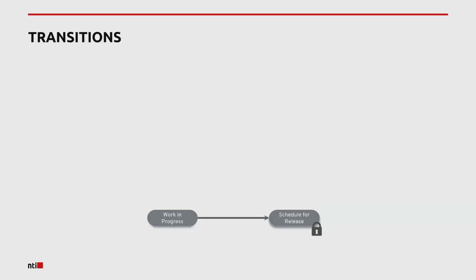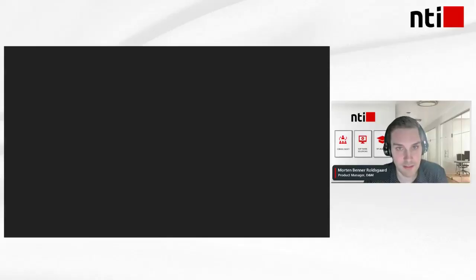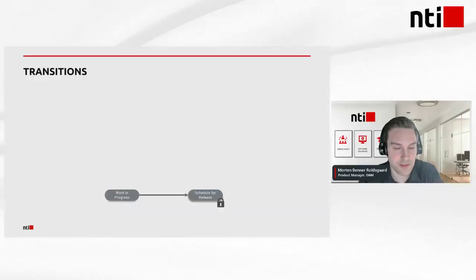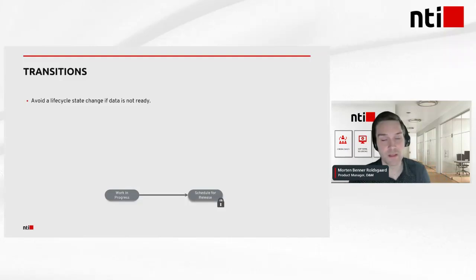So that was some features that can help us have a great overview of our data. And the next features I would like to present are the ones related to transitions. So these are features that can help us automate different workflows, and it can help us, for example, avoid lifecycle changes when the data is not ready yet. So we don't want to be able to go from work in progress to a review state or release state if the data is not ready yet.